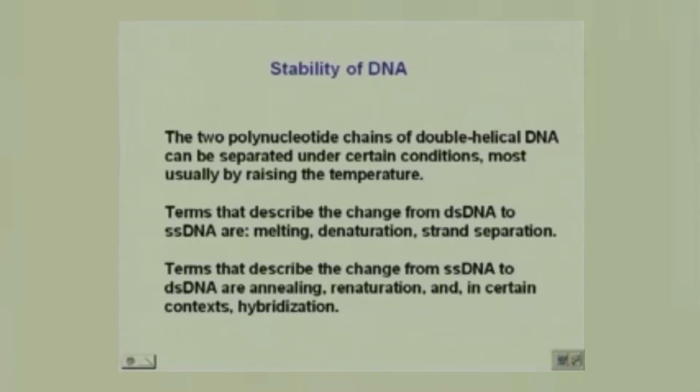The terminologies that we are going to see are melting, denaturation, strand separation. Then the terms that describe the changing from ssDNA to dsDNA, what are we doing then? We are reforming. So, it is called annealing, renaturation, and sometimes hybridization. Okay? We even have a process that is called zippering. You start linking one set of bases and the rest zips up by itself.